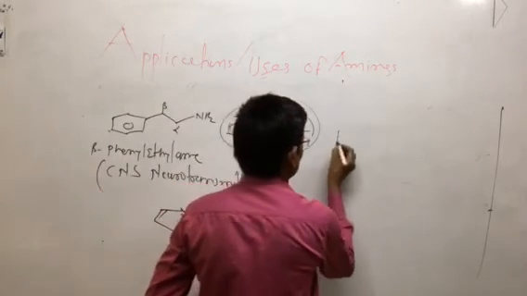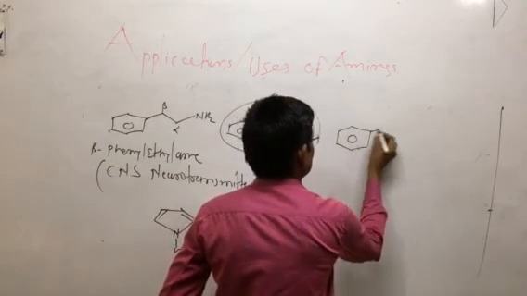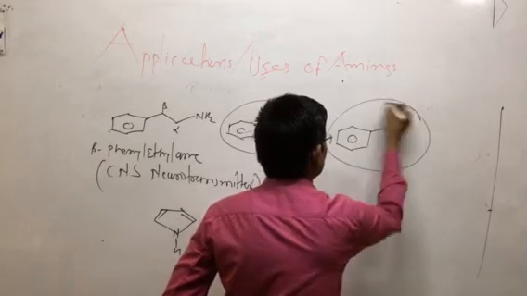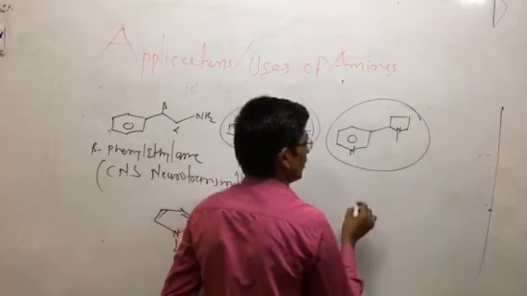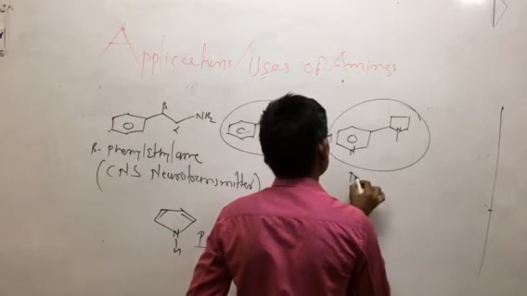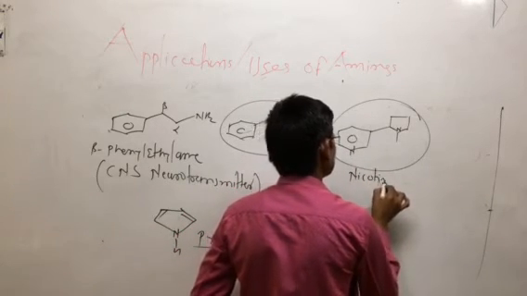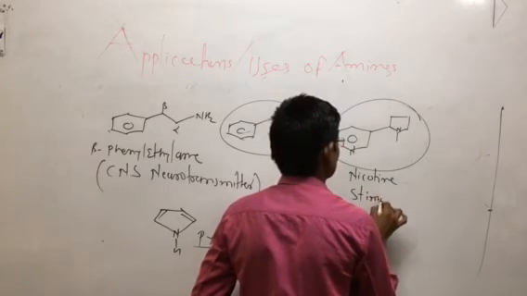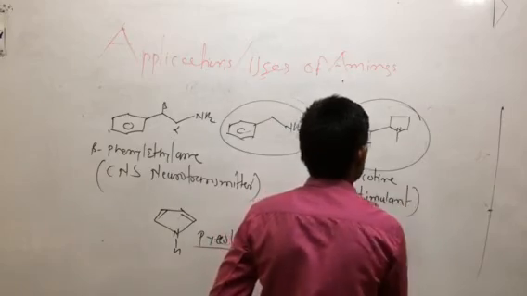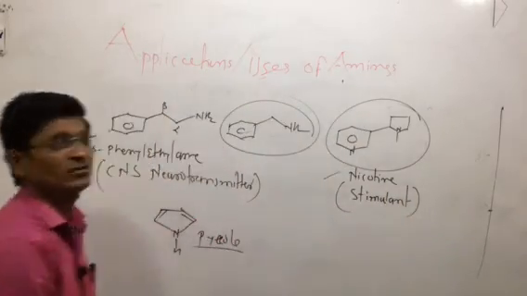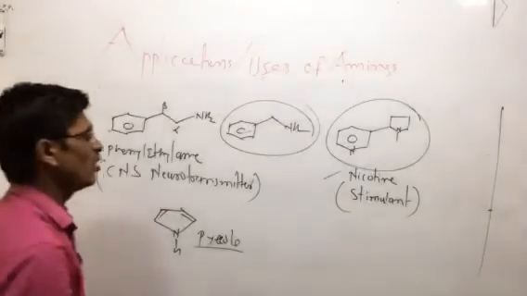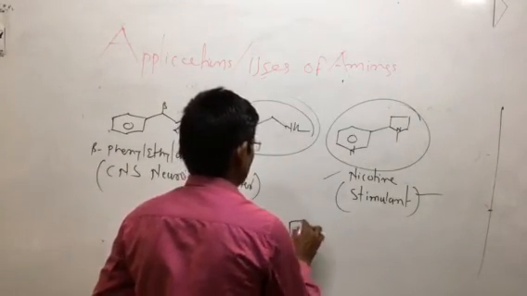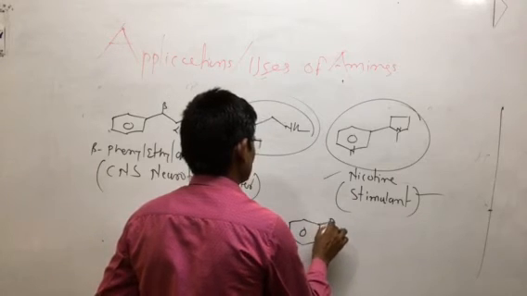Another type of compound is a nitrogen-containing heterocycle. This heterocyclic compound has a pyridine and a 5-member ring. It is nicotine, which is a stimulant. Nicotine is a nitrogen-containing 6-member and 5-member heterocyclic compound, a stimulant.